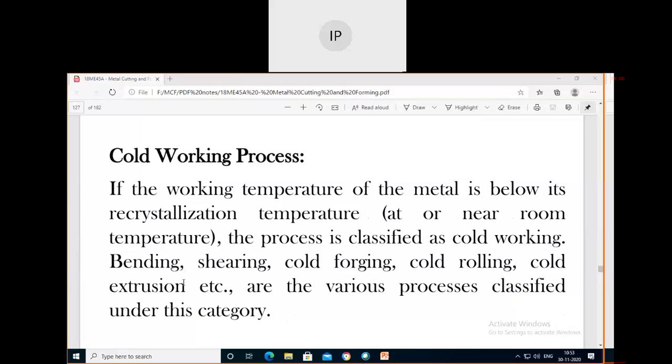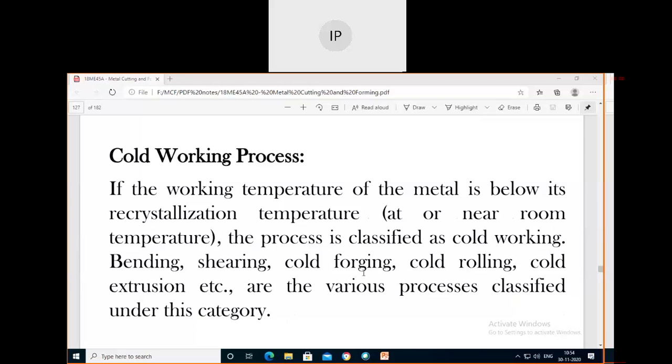We will see all these processes in later classes: what is meant by rolling process, what is meant by forging, the cold and hot forging. Have all understood the meaning of hot working condition and cold working condition? This is one category that is based on the working temperature of the material.